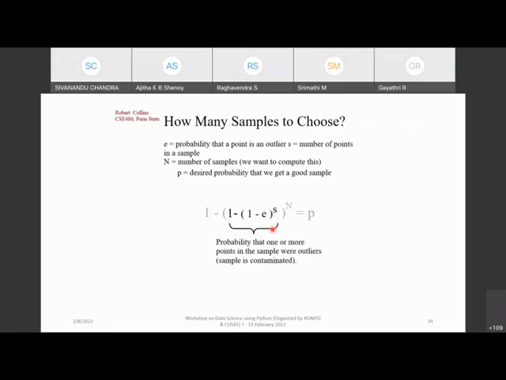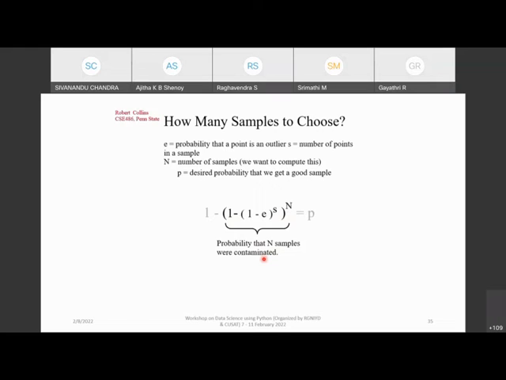So the probability is this one, 1 minus (1 minus E) raised to S. For the first iteration, this is the probability. Second iteration also this is the probability. Nth iteration also this is the probability. They are independent events, so the probability of A and B is equal to the probability of A times the probability of B. Using that formula, this is (1 minus (1 minus E) raised to S) whole raised to N. So that is the probability that all N samples were contaminated.